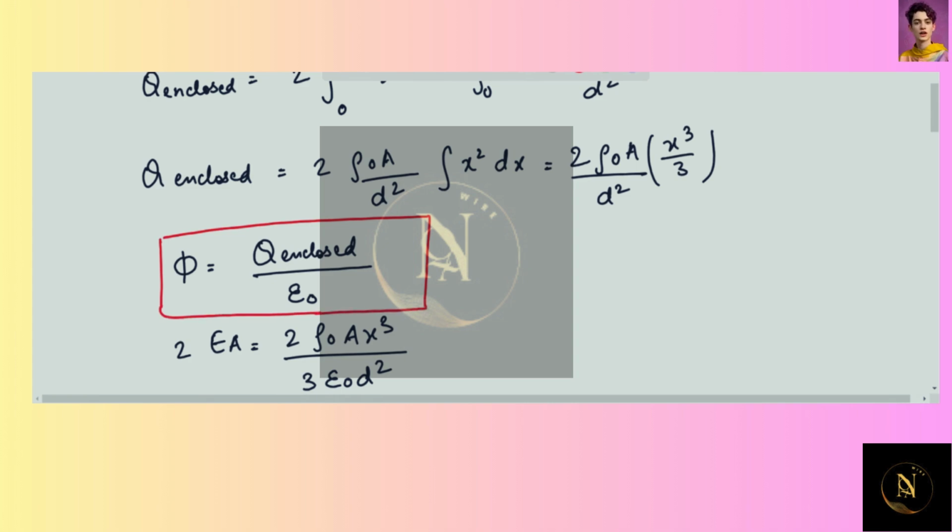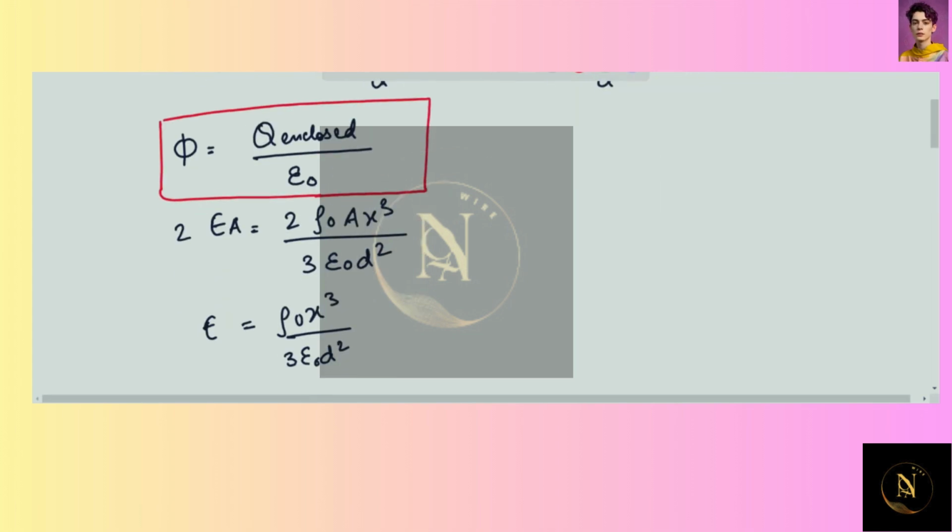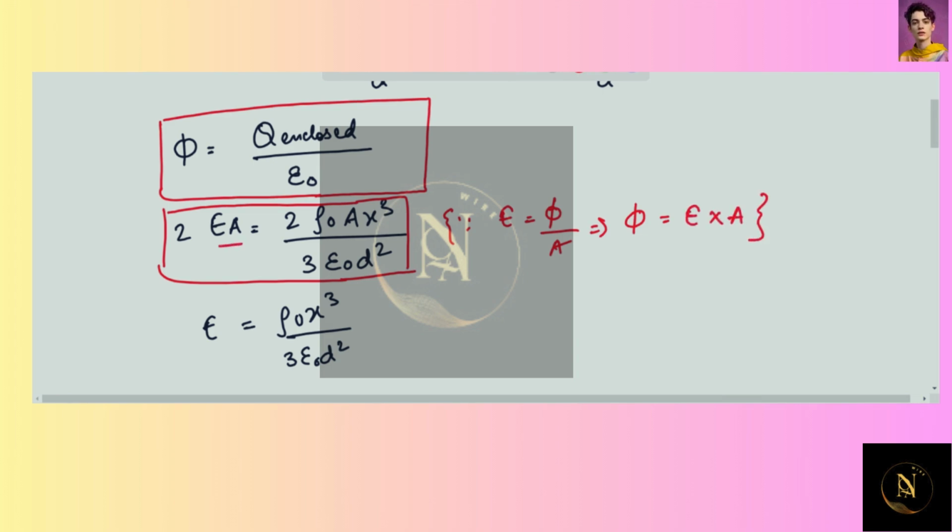Phi is what? Flux. So you can say the electric field E is given by phi by A. So can we write phi as E into A? That is what we have done here. Instead of phi we have written EA, 2EA.